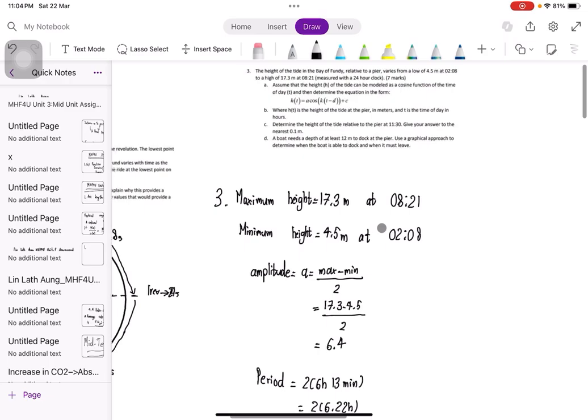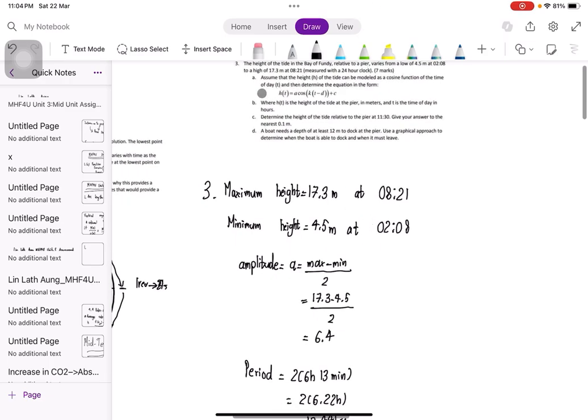When moving on to number 3, we get here part A. There is the maximum height here. This would be 17.3 at 821, and the minimum height would be 4.5 meters at 208. So by looking at this, we could see that the amplitude would be maximum minus minimum, divided by 2. We get 6.4. The amplitude would be 6.4.